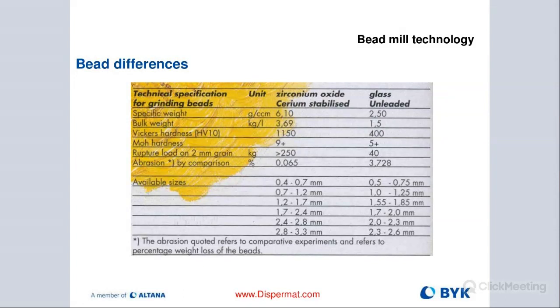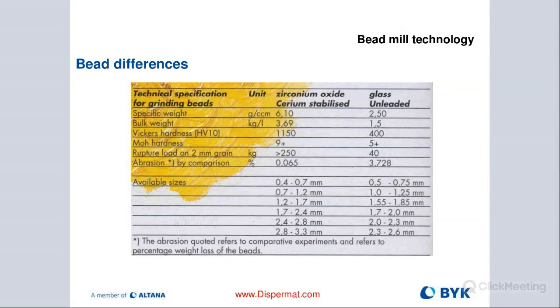So if you compare glass, you have a specific weight of 2.5. The cerium stabilized zirconia is 6.1, almost 3 times as heavy, right? So that alone tells me that I have a lot more milling action with my zirconia bead than with my glass beads. The other problem is the hardness, right? My Vickers hardness is 1150 on my zirconium. On my glass, it's only 400.